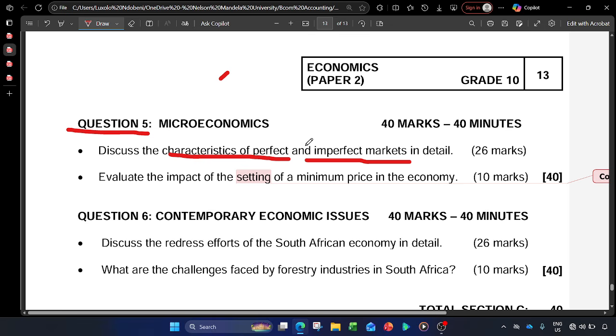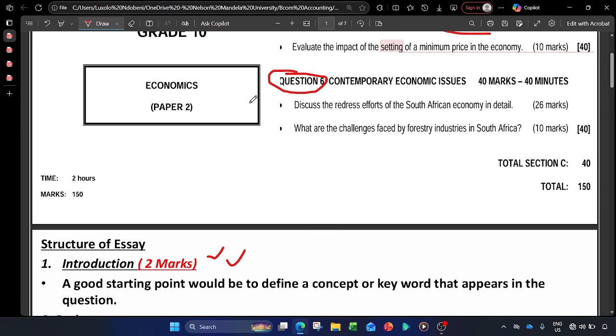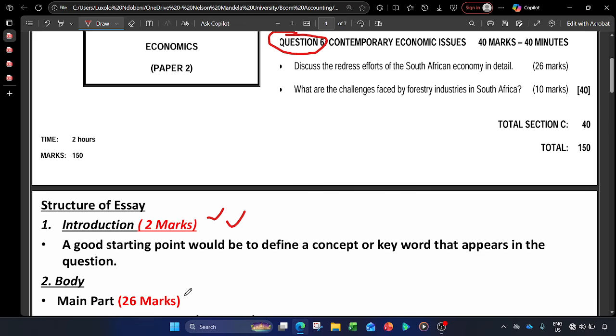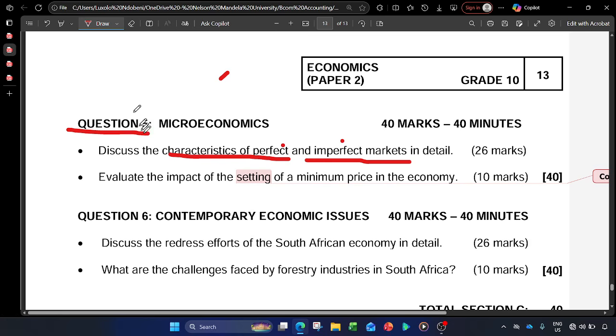So in your introduction, you can either define both the imperfect and perfect market, or you can just define what a market is, because both of these are markets at the end of the day. So in your main part, in the body, it is 26 marks. That's why you have to come to your first bullet point and see what they asked you.